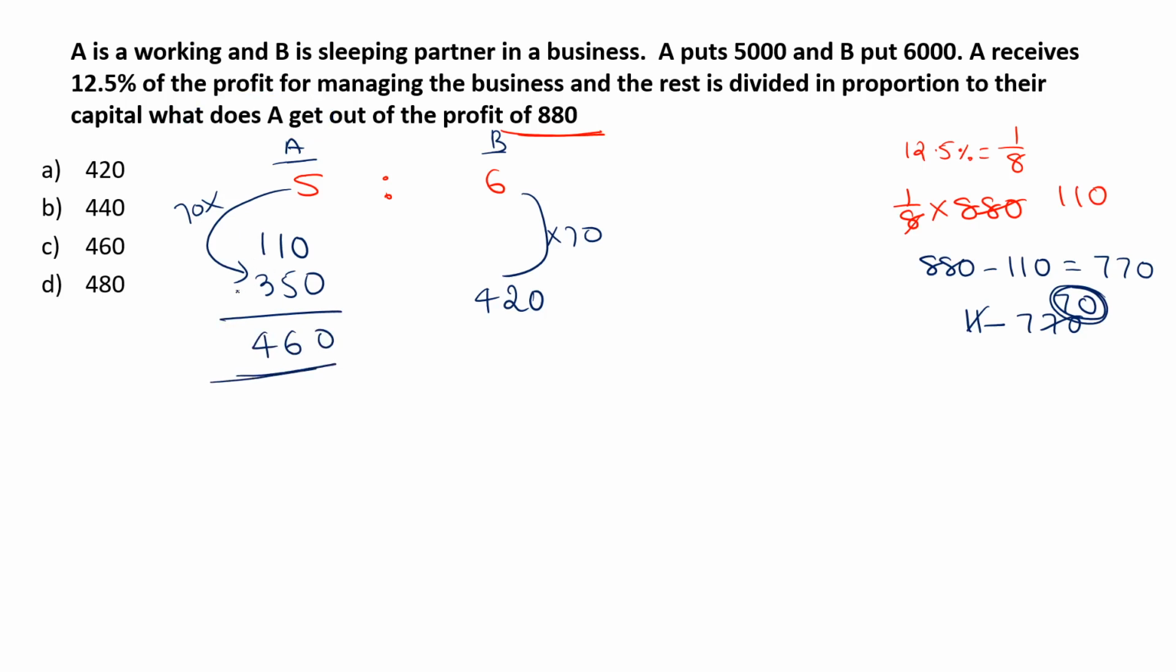460 rupees. This is the basic way, the process that is given in the question: first of all, giving 12.5% of the profit to A for managing the business and distributing the rest of the amount according to their ratios. This is the basic way to solve the question. But I would like to suggest another way.